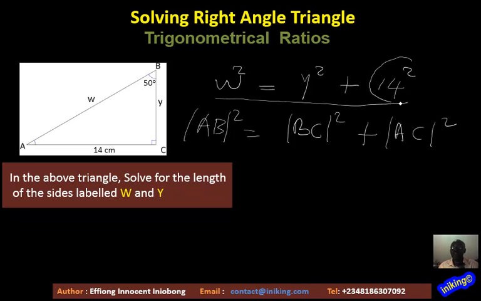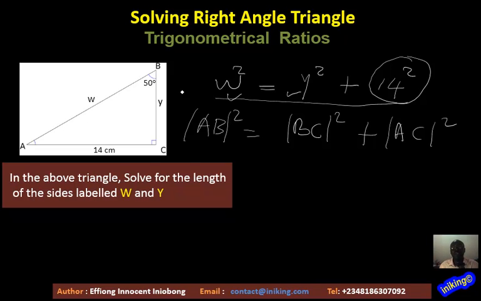But looking at this equation, only one value is known. There are two unknowns. Obviously, there's no way I can solve for these two unknowns using only one equation. And that is the limitation of the Pythagoras theorem.